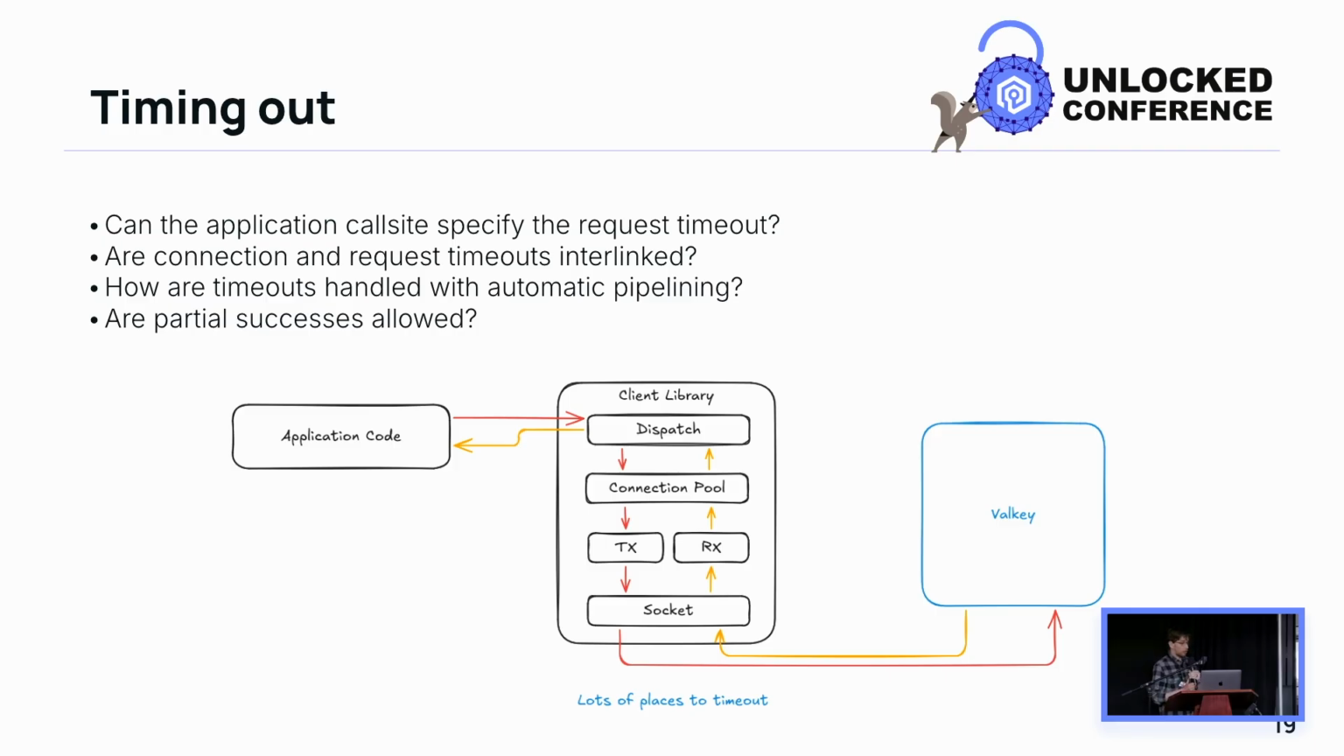Last thing to consider is how are partial successes propagated, right? Let's say you have a pipeline that the application sends. Does it get an error response for the entire thing? Are there partial successes? Do you know? It's really important to know and test this.